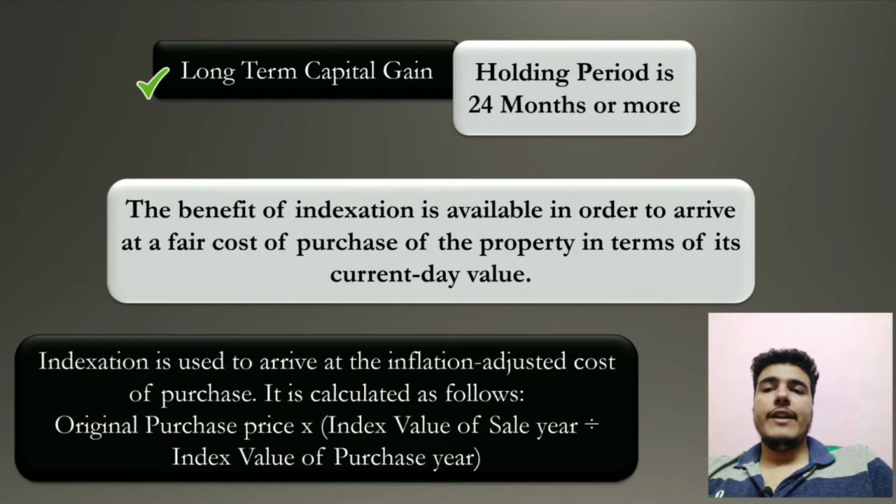So for calculating indexed cost of acquisition, you have to multiply the original purchase price by the index value of the sale year and divide by the index value of the purchase year, okay. You can understand it better by taking an example. This index value is given on the income tax website, so you can see the index value of every year, okay.